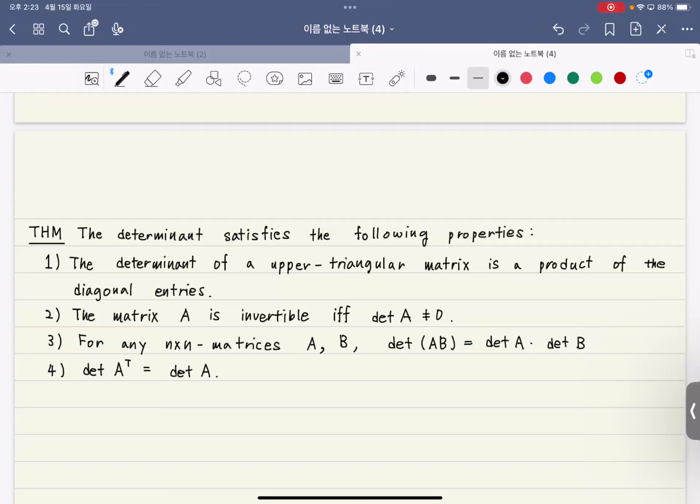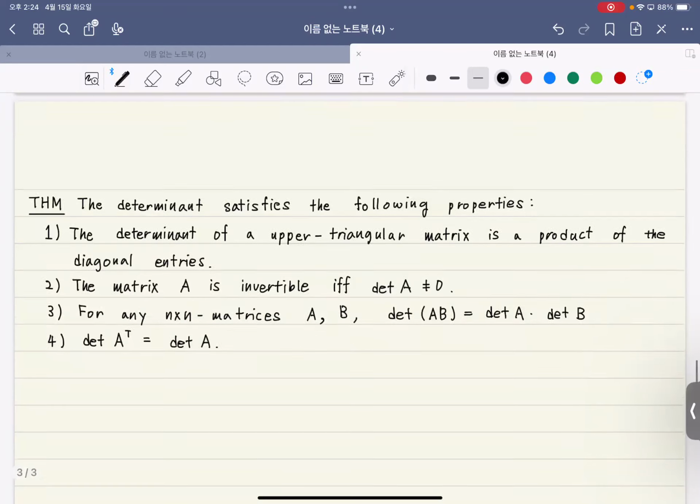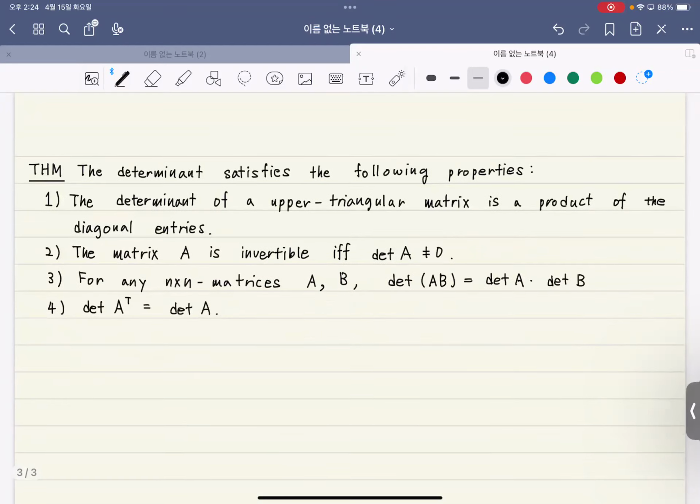Finally, the determinant is also unchanged under transposition. If you take the transpose of a matrix, then the determinant of the transposed matrix is the same as the determinant of the original matrix. So these are the four properties, and I will try to prove them one by one.